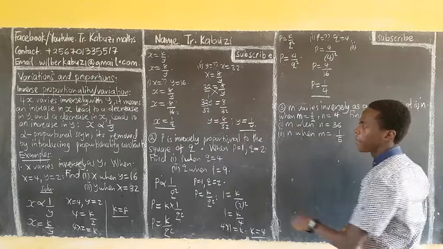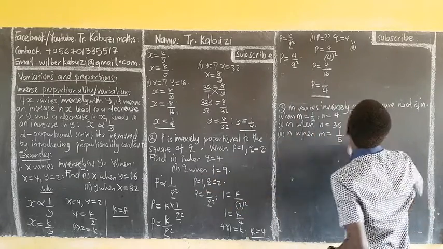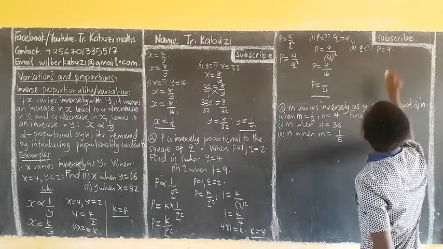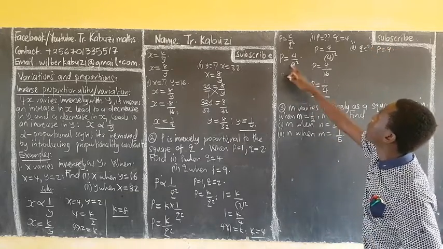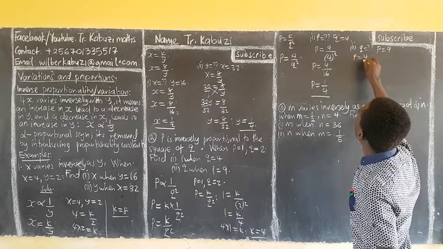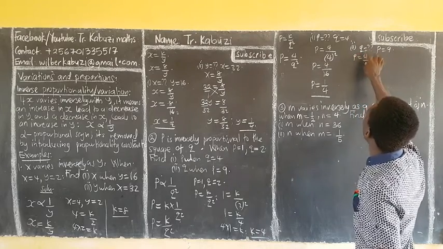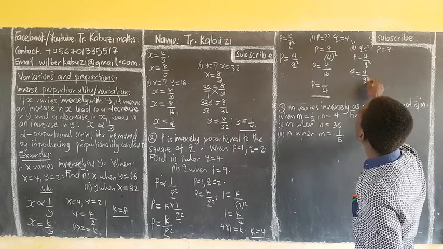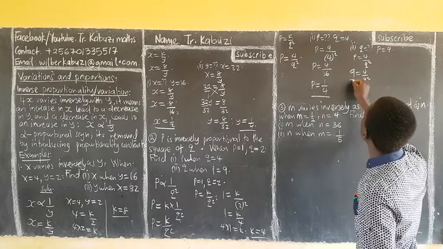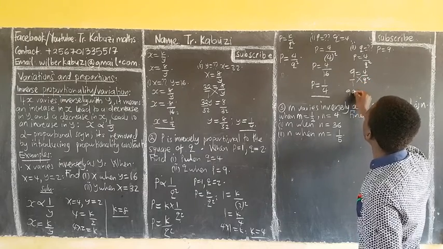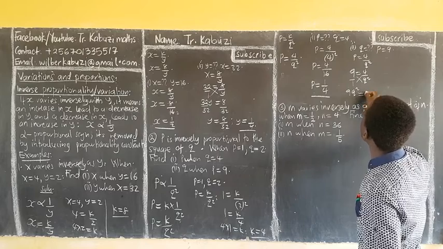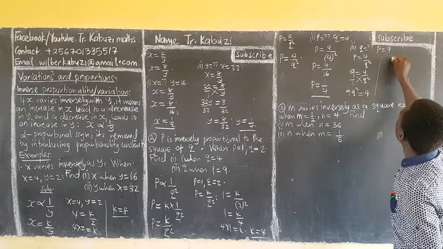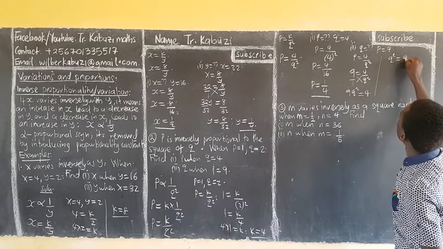Then Roman number 2. They want us to find Q when P is 9. So putting into the formula from here, my P is 4 over Q squared. I want Q, so P is 9, equal to 4 over Q squared. Cross multiply, we have 9 Q squared equal to 4. So divide through by 9. Then I have Q squared equal to 4 over 9.